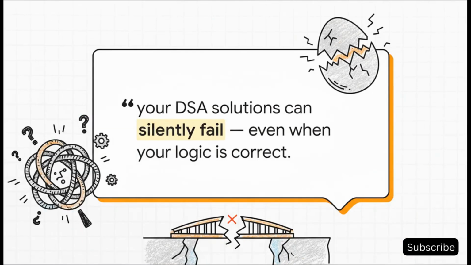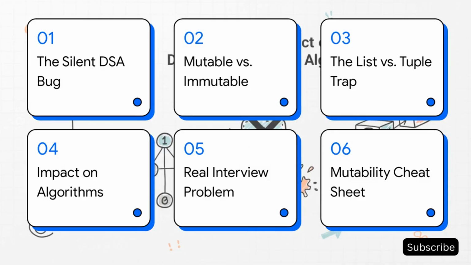And this is the absolute heart of the issue. You can have a brilliant algorithm, your logic can be totally sound, but if you miss this one thing, your code just gives the wrong answer. It's the kind of silent bug that can completely sink an interview, and we're going to make sure that doesn't happen to you. So here's our game plan.